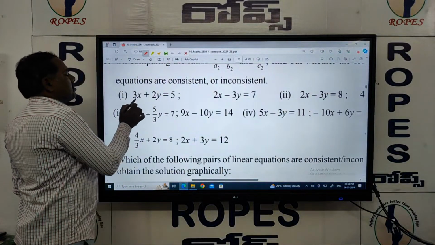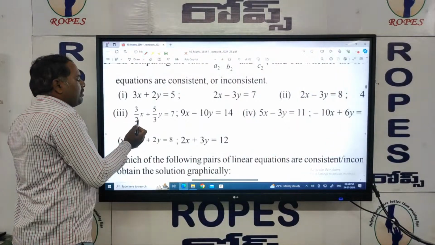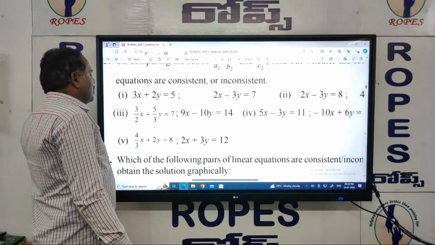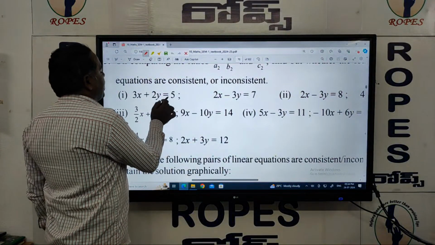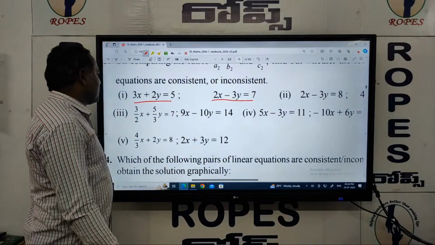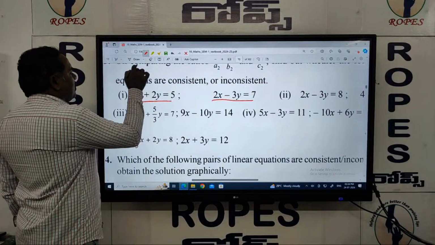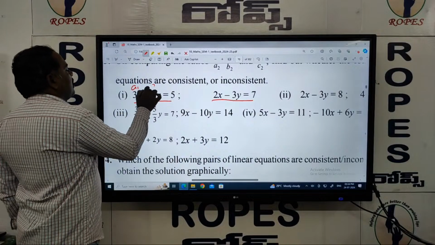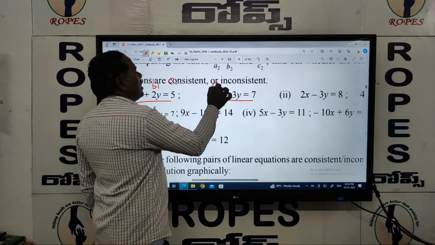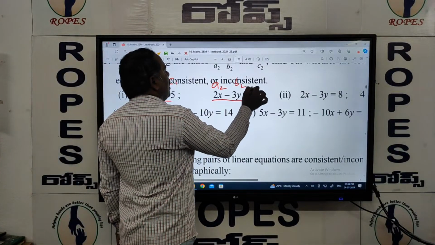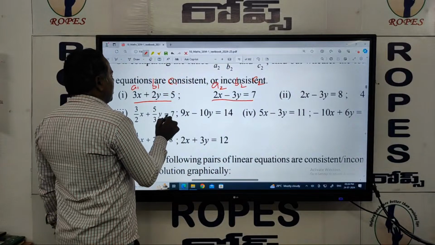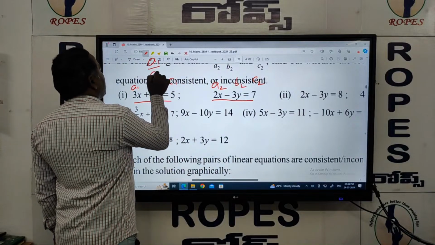In the first sub question, 3x plus 2y is equal to 5, and 2x minus 3y is equal to 7. They are given like this in the first sub question. If we observe this, 3 is A1, 2 is B1, 5 is C1, and 2 is A2, minus 3 is B2, and 7 is C2. If we compare, we can write A1 by A2.